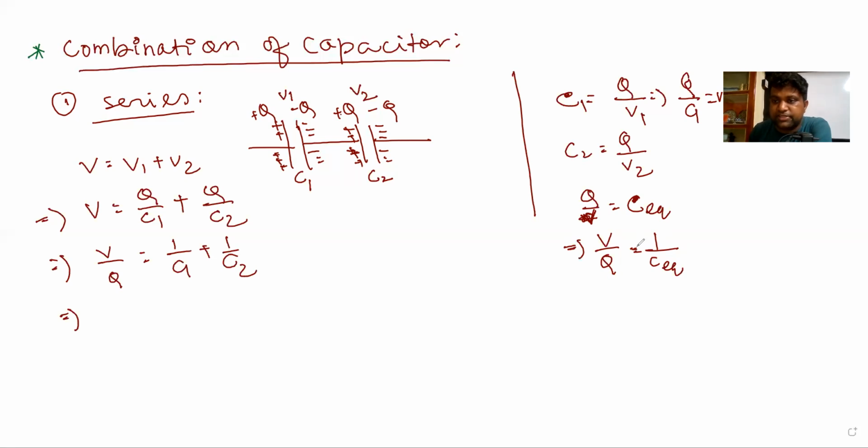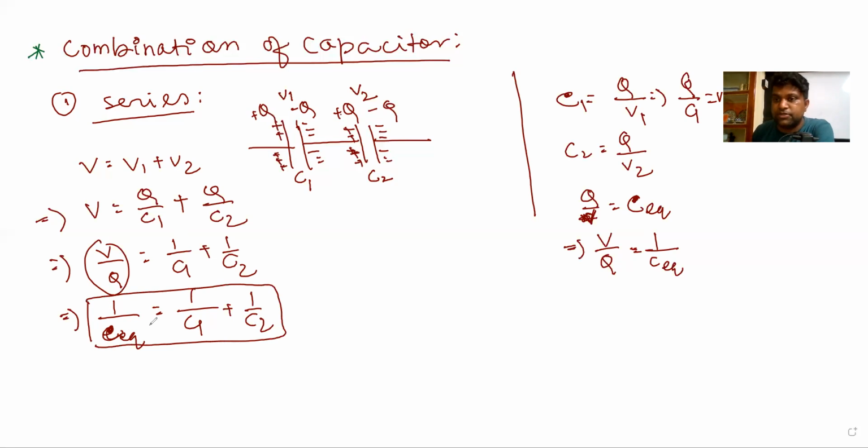Like you know, for resistors in parallel, the equivalent resistance is 1 by R equal to 1 by R1 plus 1 by R2. So if you want to remember this, the combination of capacitors in series is just the reverse of the resistors. The resistor parallel combination is 1 by R equivalent equal to 1 by R1 plus 1 by R2. Here in series combination, 1 by C equivalent equals 1 by C1 plus 1 by C2.